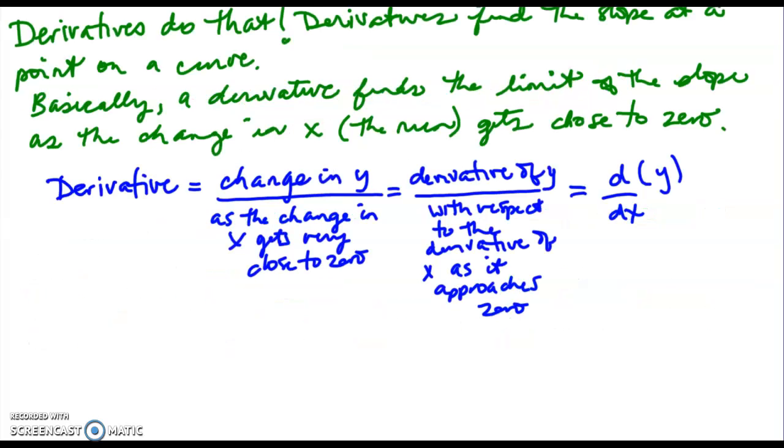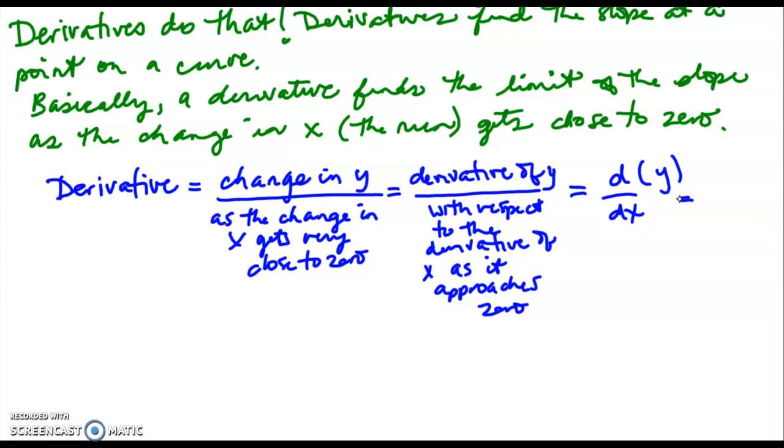So here's the process of how we write it, or why we write it, dy over dx. So the derivative is equal to the change in the y divided by the change in x as the change in x gets very close to 0. So we're moving towards a point, which equals the derivative of y. The change in y is the derivative of y with respect to the derivative of x as it approaches 0, gets tiny. And that's why we write d of y over d of x.